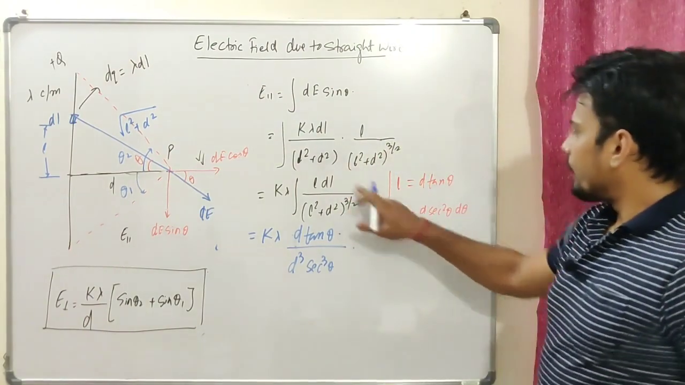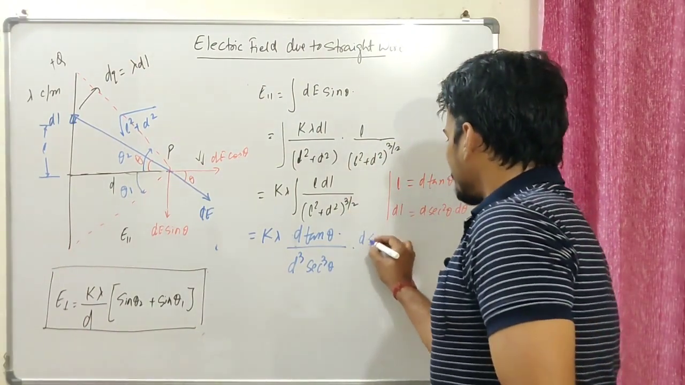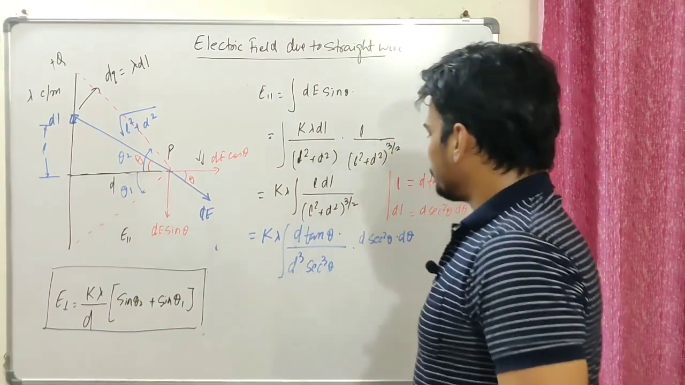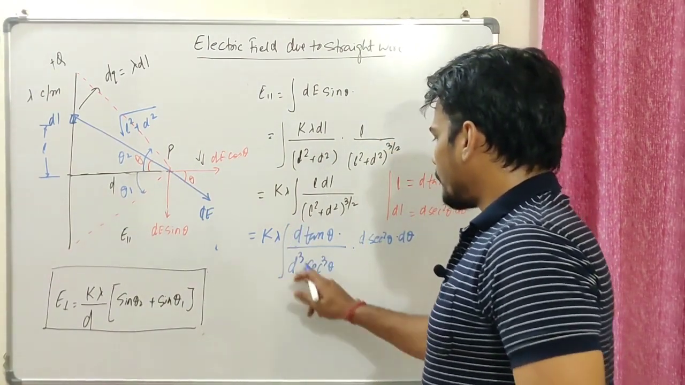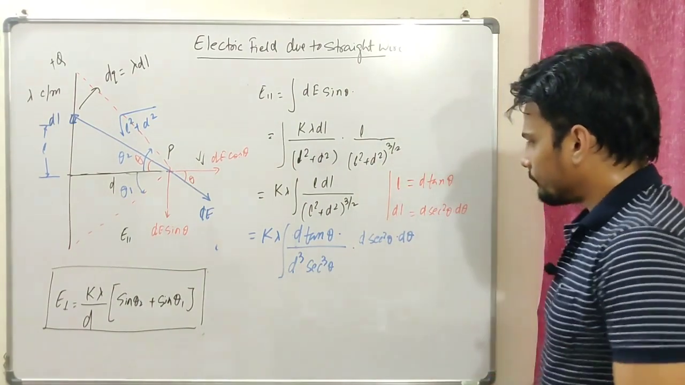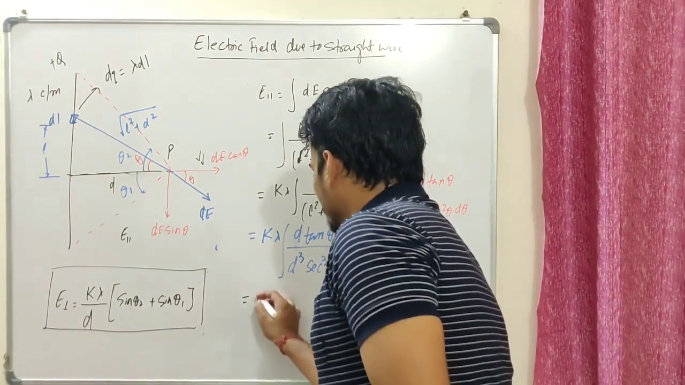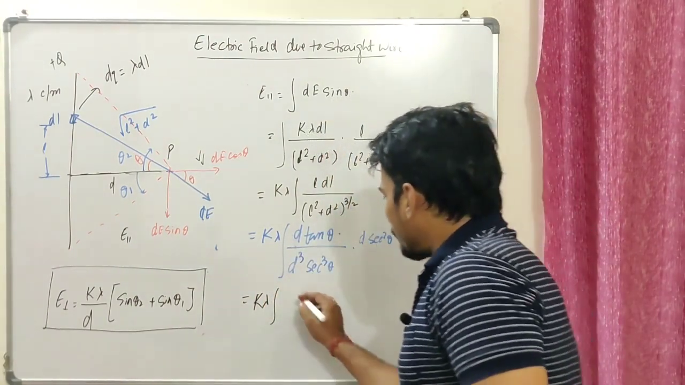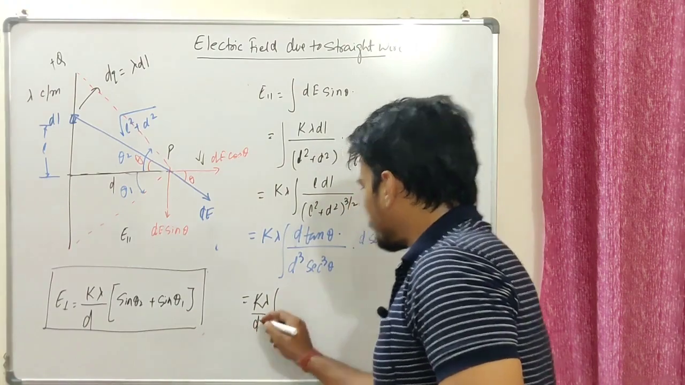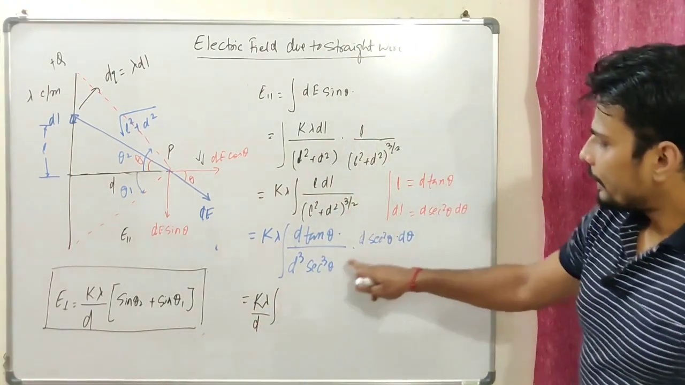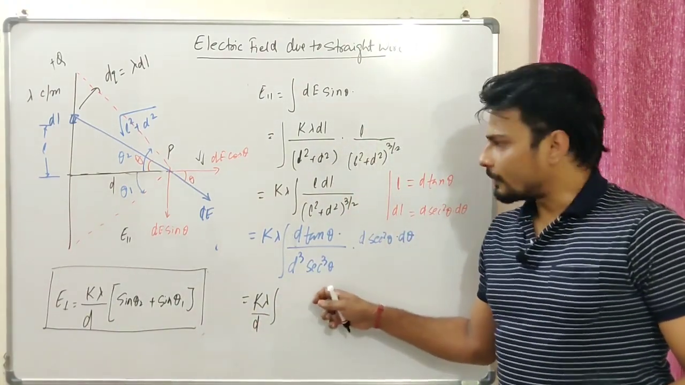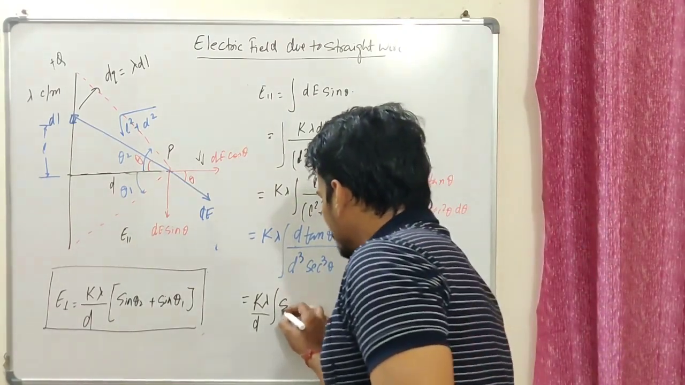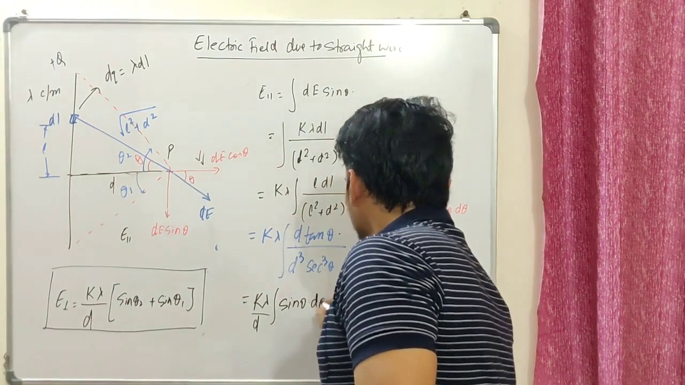Now let's talk about dl. dl should be d secant square theta d theta. Let's put the integration. Well, d square will be cancelling and giving you 1 by d. So I'm going to have k lambda integration, 1 over d, I can keep it out. Tan secant square over sec cube will give you sec theta. Tan by sec theta is nothing but sine theta. So I'll be having sine of theta d theta.